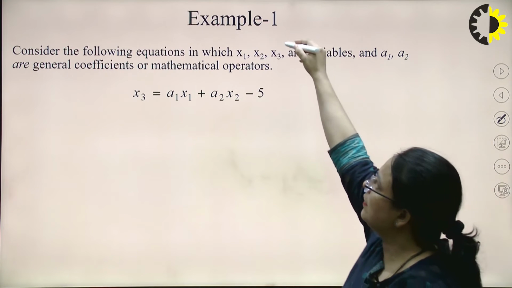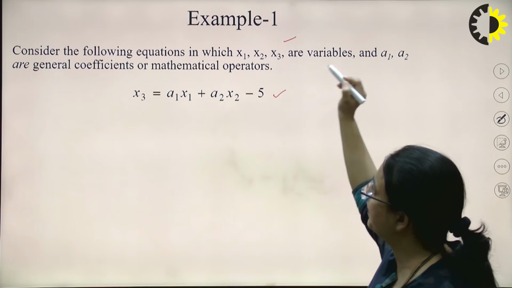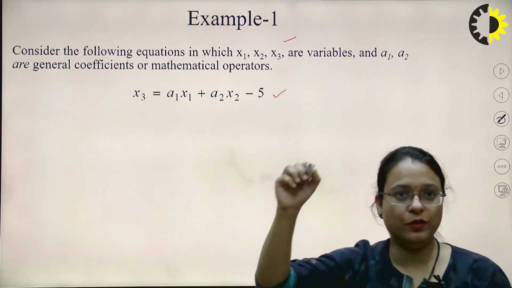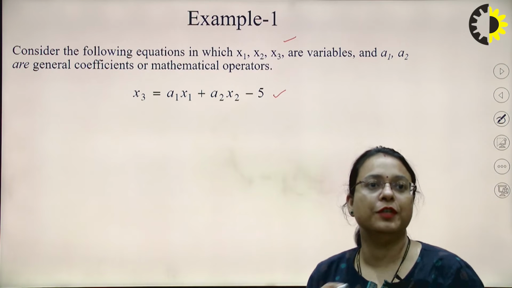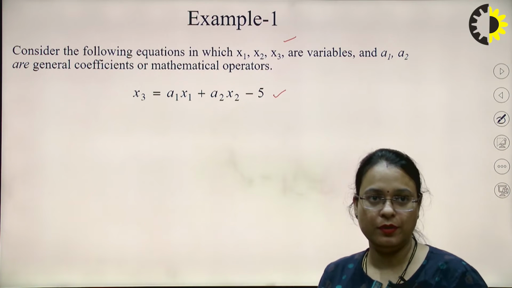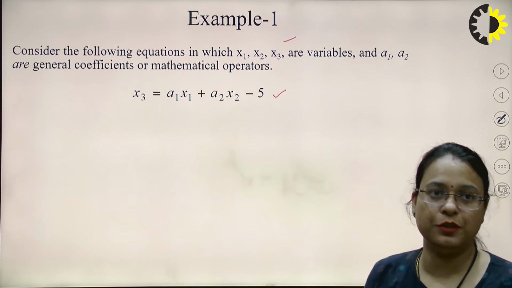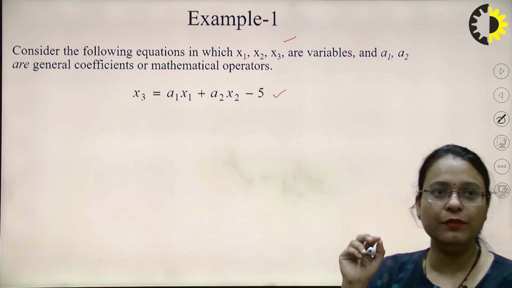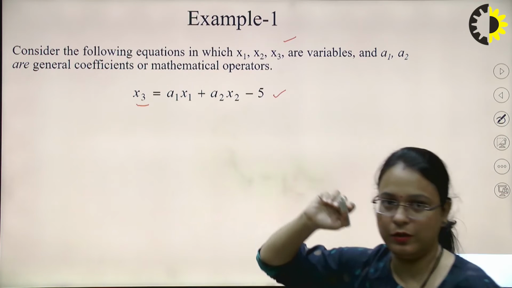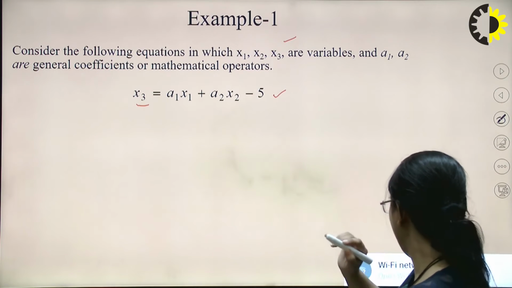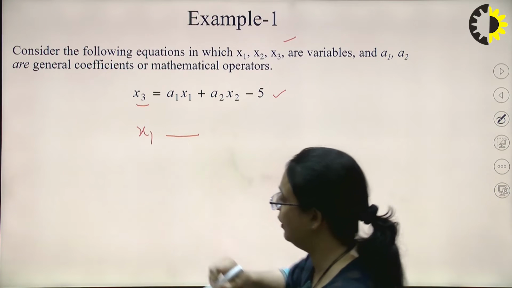So let us consider this example. Here we have this equation in which x1, x2, x3 are the 3 variables and a1 and a2 are the coefficients, or you can say mathematical operators. Now we have to draw the block diagram depending upon this equation. You can see we have the variables x1 and x2, and the equation is written in terms of x3. So x3 could be the output, and we can say x1 is one of the inputs.